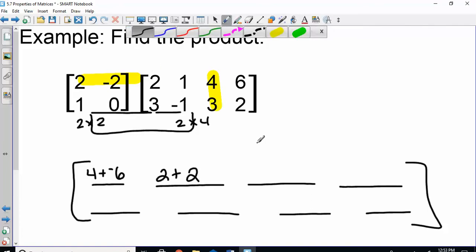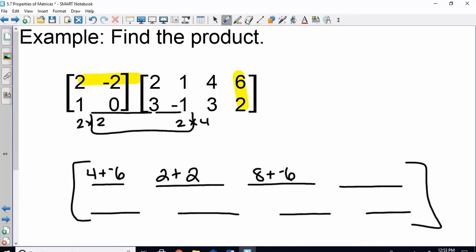Row 1, column 3. So 4 times 2 is 8. -2 times 3 is -6. Row 1, column 4. So 2 times 6 is 12. -2 times 2 is -4.